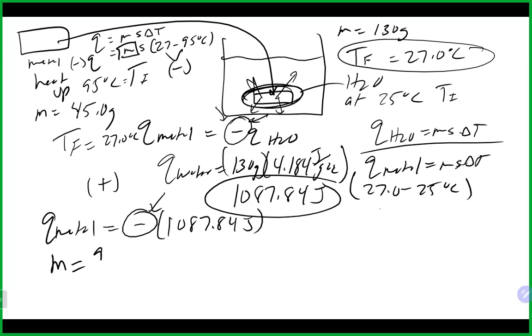S is equal to Q over m delta T. This guy will be negative. This guy will be negative. That's going to turn our specific heat capacity into a positive number, which is what it should be. So those negatives are quite important in that case. Other questions on that there?